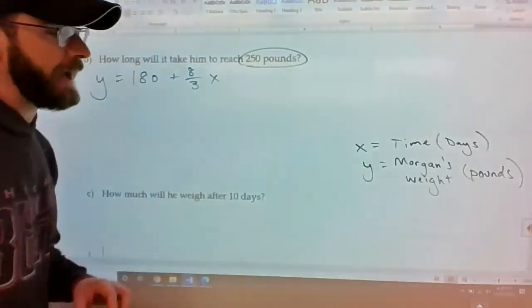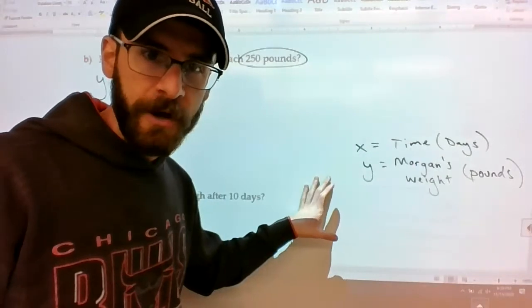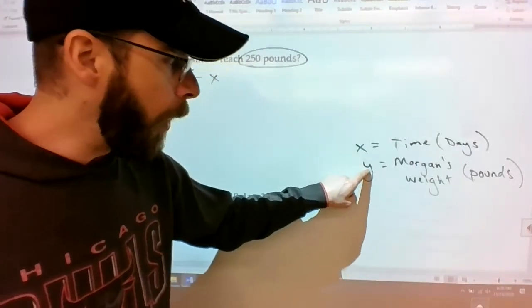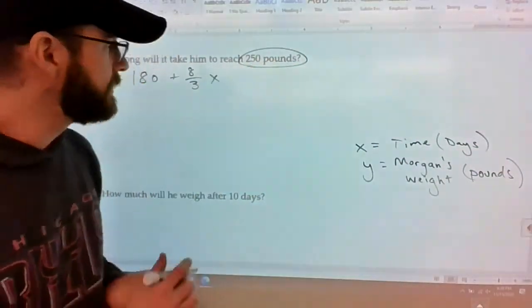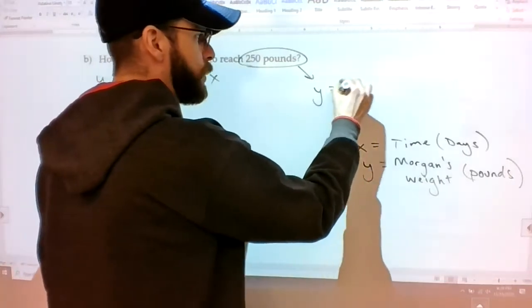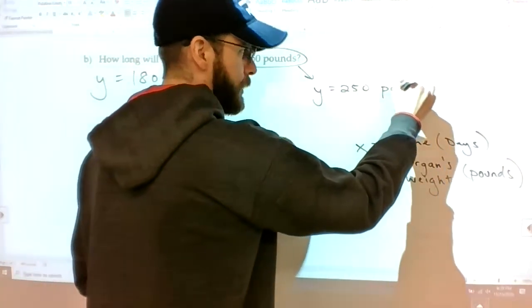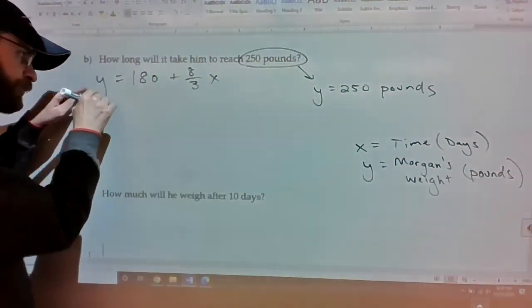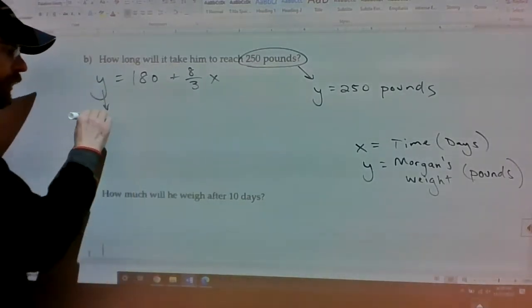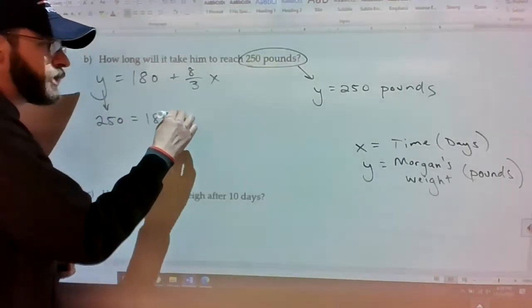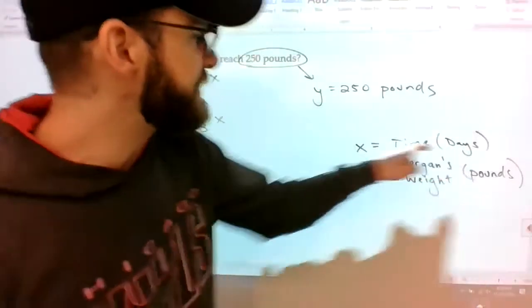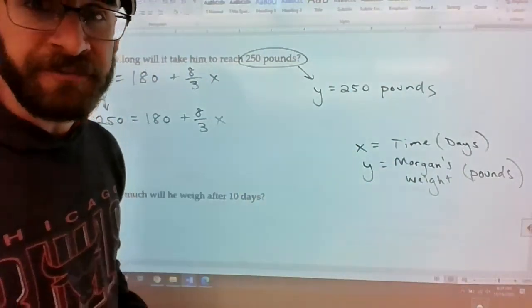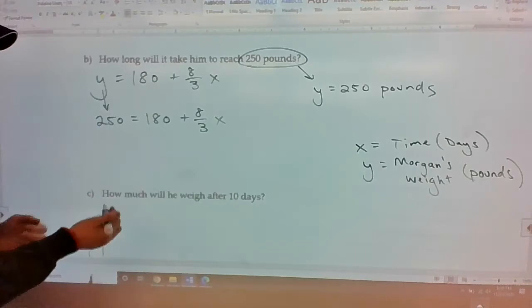We've got 250 pounds. Now this is where defining your variables becomes very important, because your variable is saying y equals pounds. We are given a y value right here. Y equals 250 pounds. So I'm going to replace this y value with 250. And now I'm going to solve this equation. This will give me how many days it takes Morgan to increase his weight to 250 pounds. So all we got to do now is solve this equation.